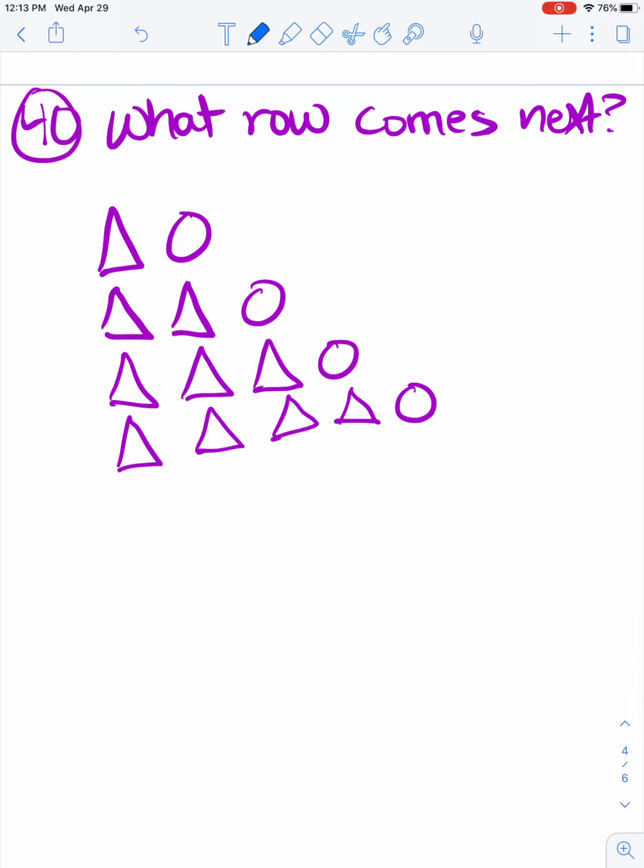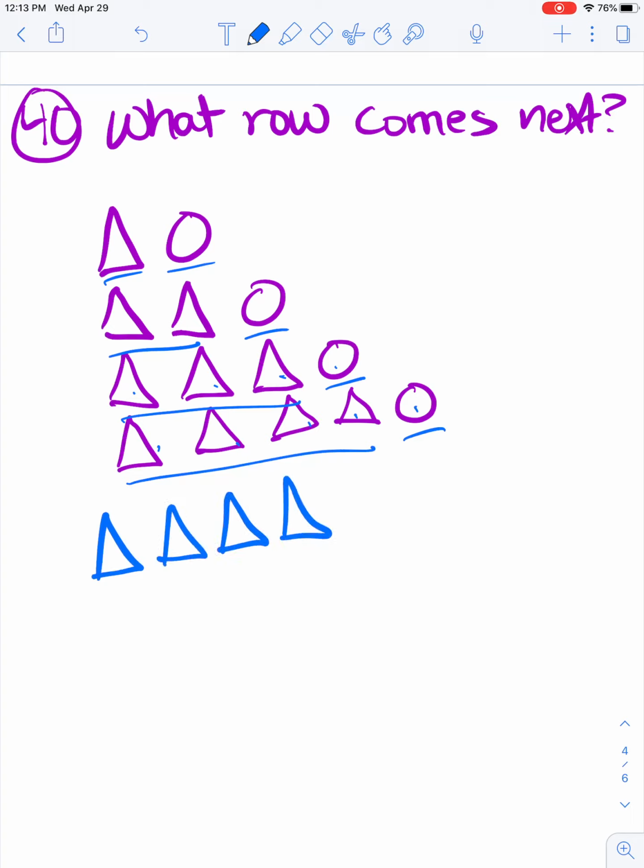What row comes next? You know, when I do patterns, I like to kind of make rhymes or letters. So here we're going to go triangle, circle, triangle, triangle, circle, triangle, triangle, triangle, circle, triangle, triangle, triangle, triangle, circle. So you've got one triangle, one circle, 2 triangles, 1 circle, 3 triangles, 1 circle, 4 triangles, 1 circle. So I'm sure you've picked up the pattern. Now we need 5 triangles, 1 circle. 1, 2, 3, 4, 5 with 1.